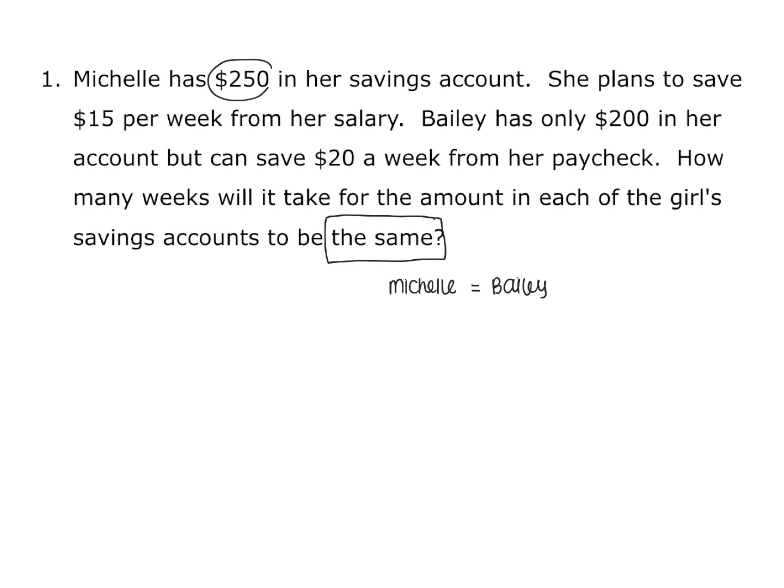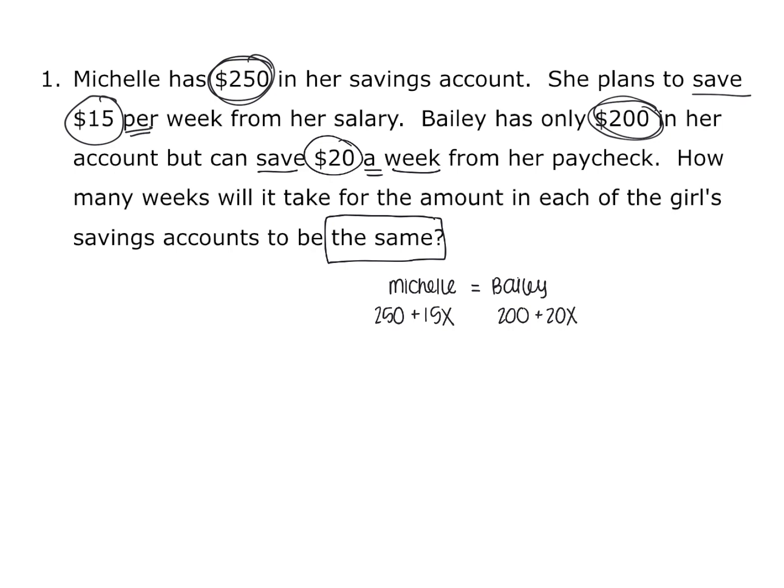For Michelle, it says that she starts with $250 in her savings account, so that's going to be our constant. And it says she plans to save $15 per week. When we see that word save, we're adding to our savings account. And so we're going to put 15 times X for the number of weeks. For Bailey, it says she only has $200 in her account, but she can save $20 a week from her paycheck. So plus 20 times the number of weeks she's saving. This gives us our equation, and we're done with number 1.